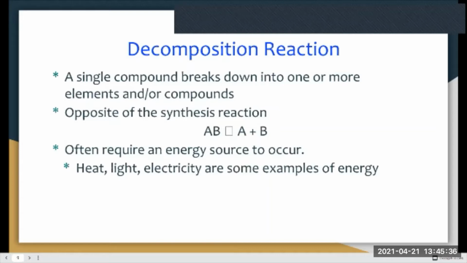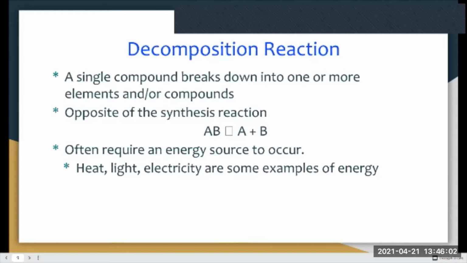And please note, for decomposition reactions, you really do often need an energy source because things don't like to break apart just by themselves. So you need heat, light, electricity. If you compost, if you go feel the compost bin, it's really hot because it's releasing energy, and that heat is helping with the composting.